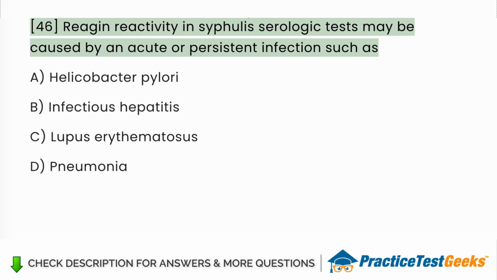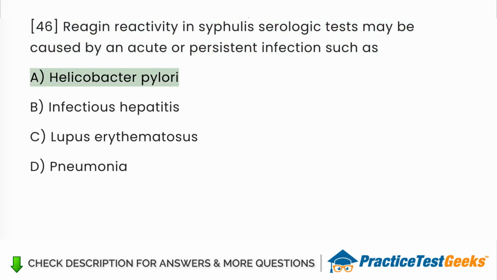Reagent reactivity in syphilis serologic tests may be caused by an acute or persistent infection such as A. Helicobacter pylori. B. Infectious hepatitis. C. Lupus erythematosus. D. Pneumonia.